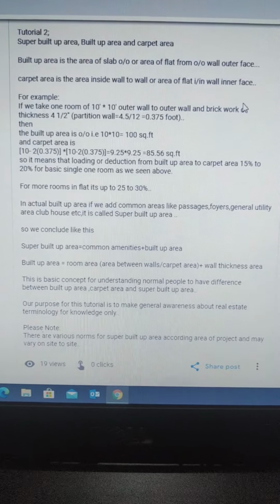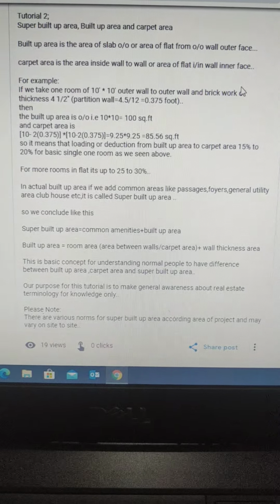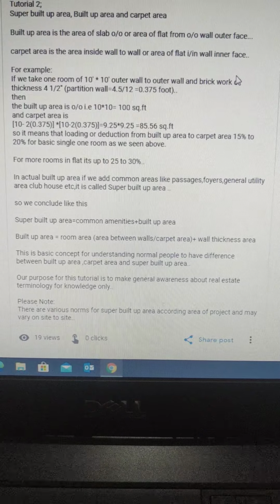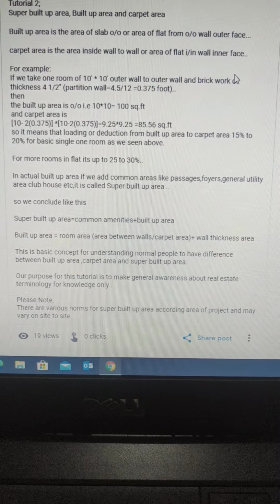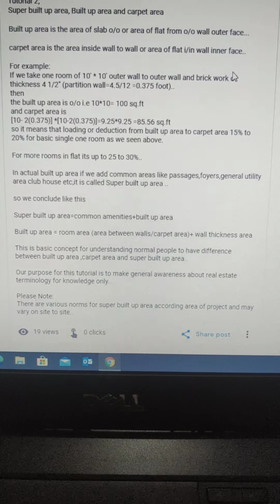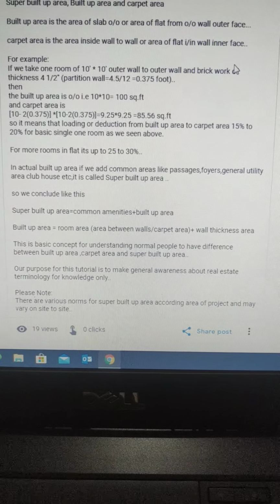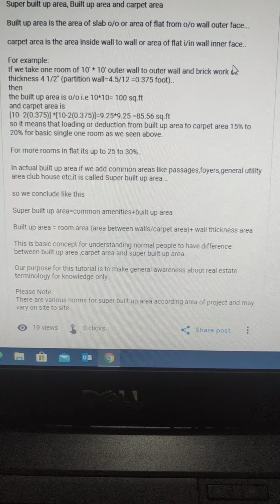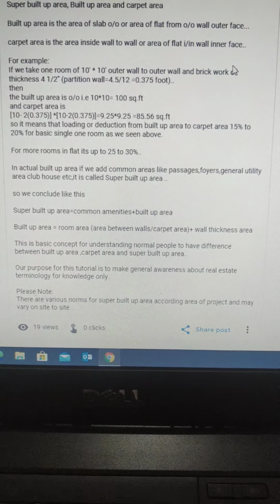As you know, there are three types of area: built up area, super built up area and carpet area. Built up area is the area of the slab out to out, or the area of the flat from out to out wall or outer face. It is calculated out to out of slab area. Carpet area is the area inside, wall to wall, that is the area between two walls, the area in which we can lay our carpet.